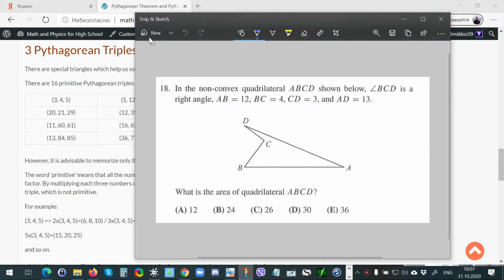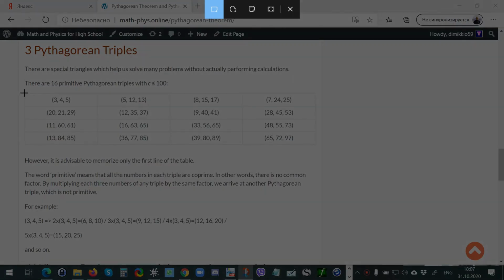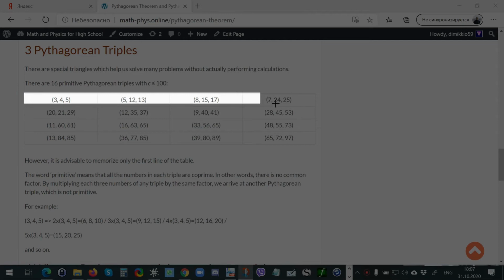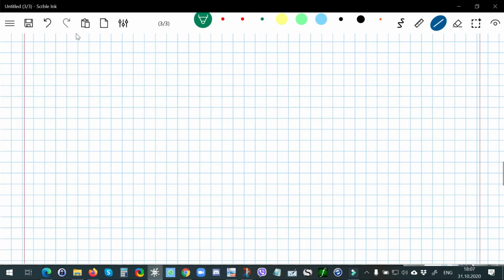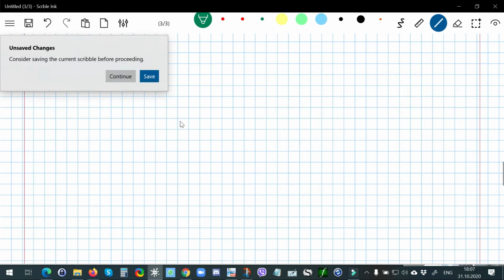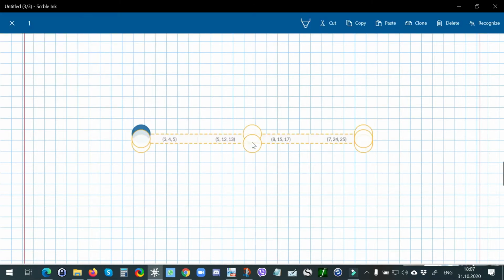I advised that in the article, and I'll say that again, that I think it is worthwhile to memorize only this first line of the table, which I presented there.